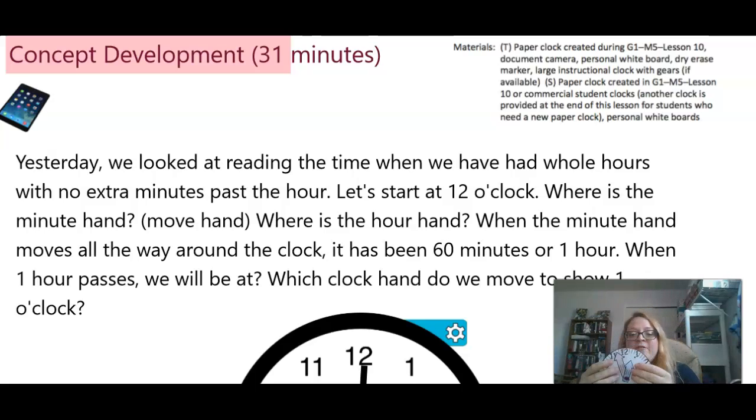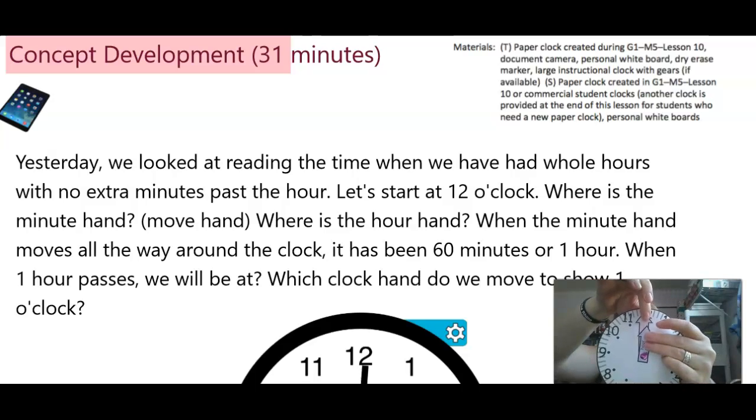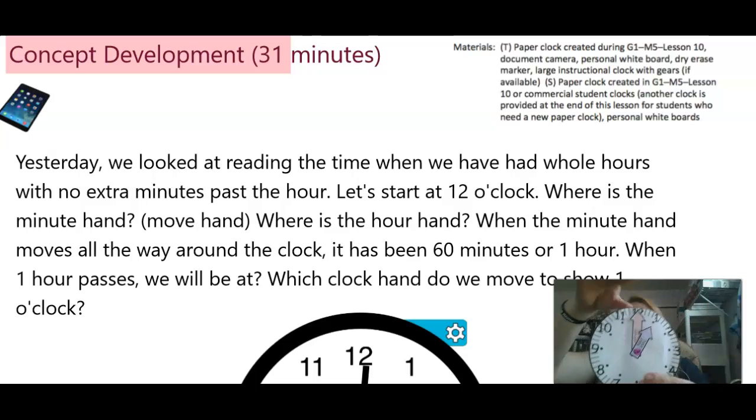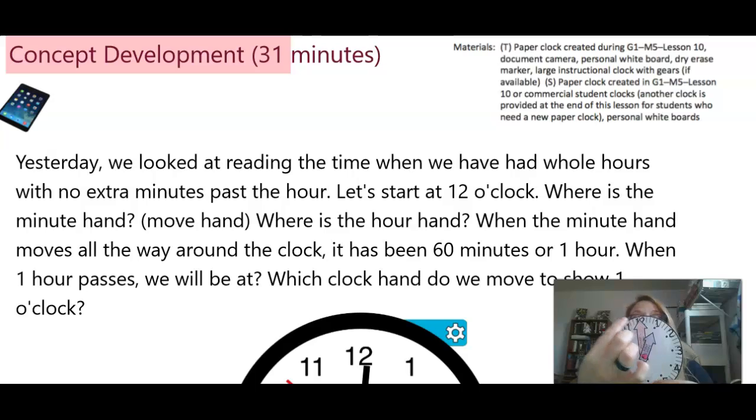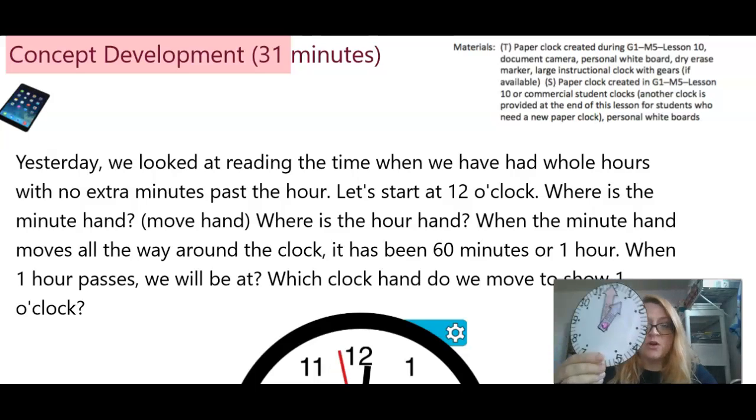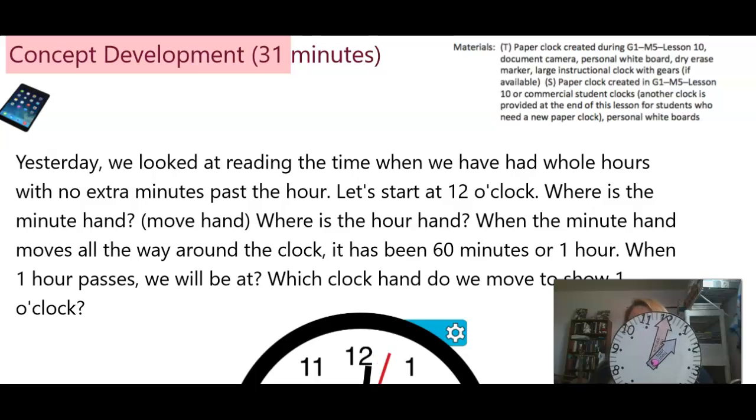And if you guys notice, as the minute hand went all the way around, the hour hand just moved one number, right? As our minute hand moves, our hour hand moves very slowly. It moves just a little bit, right? So right now, it's been an hour. It is now what time? 1 o'clock. Good.